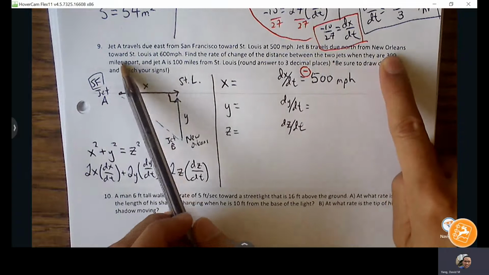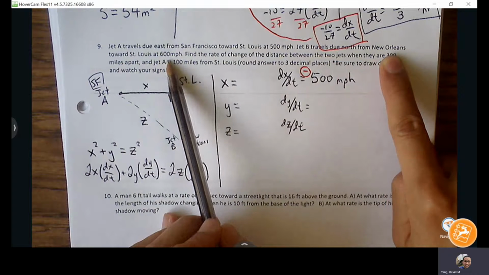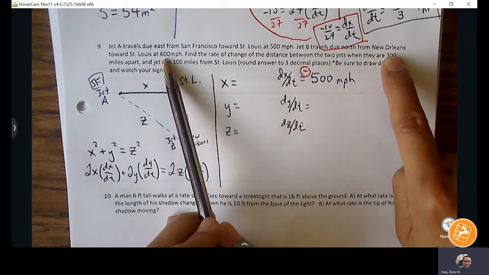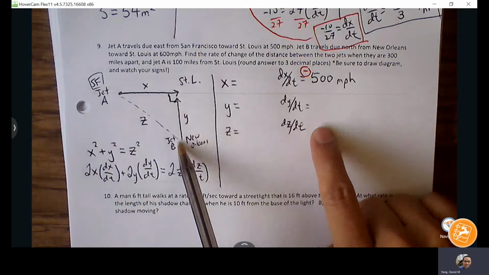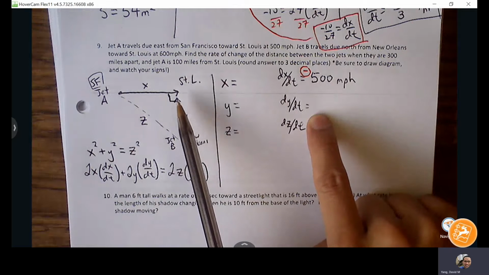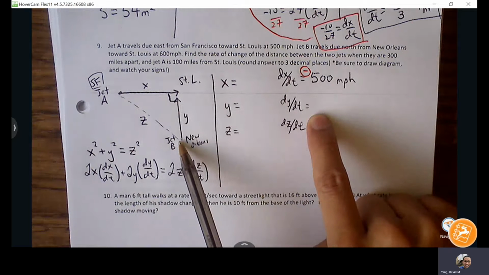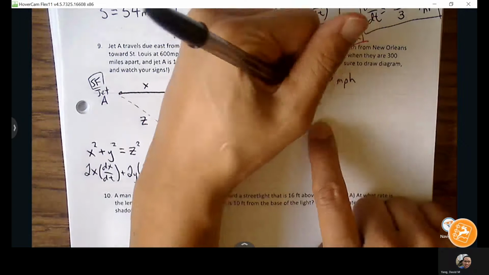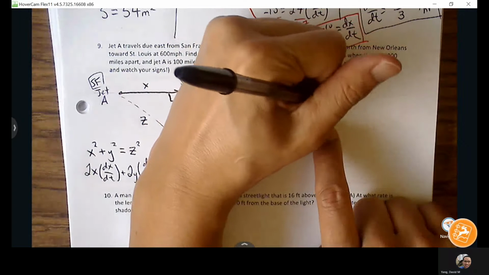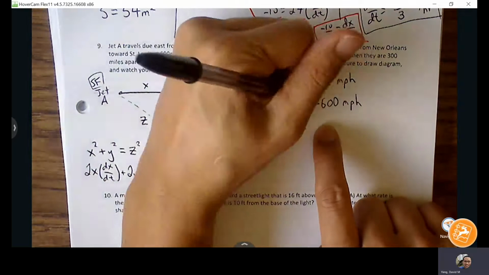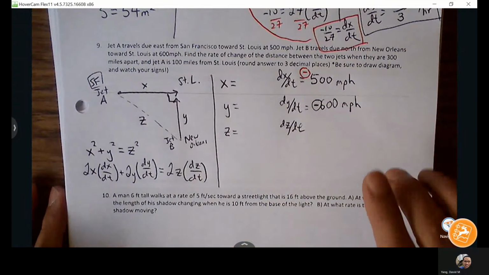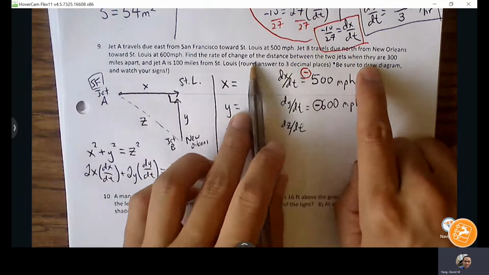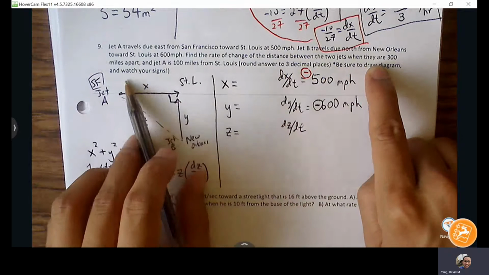Jet B travels due north from New Orleans towards St. Louis at 600 miles per hour. This is relating to which variable? dy over dt. Good, dy over dt. And it's also getting closer, right? Find the rate of change of distance between the two jets when they are 300 miles apart.